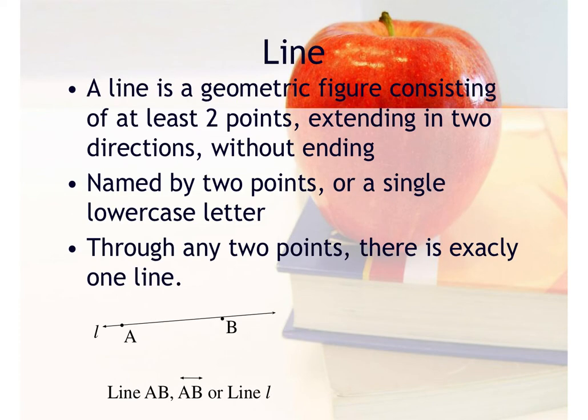Next thing we're going to learn is a line. A line is a geometric figure consisting of at least 2 points. It's extending in 2 directions without end. It's named by 2 points or a single lowercase letter, okay? Cannot be a capitalized letter if you're going to use one letter to define the line. And it goes through any 2 points. There is exactly one line. There's not more than one. There's just one line, okay?